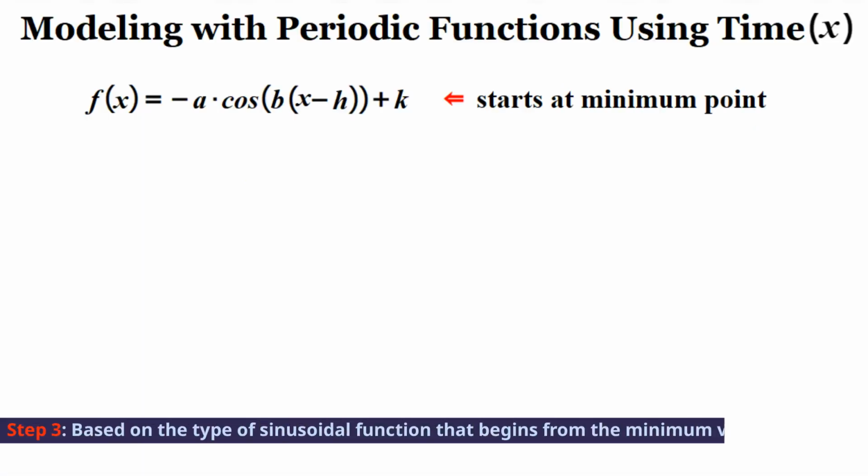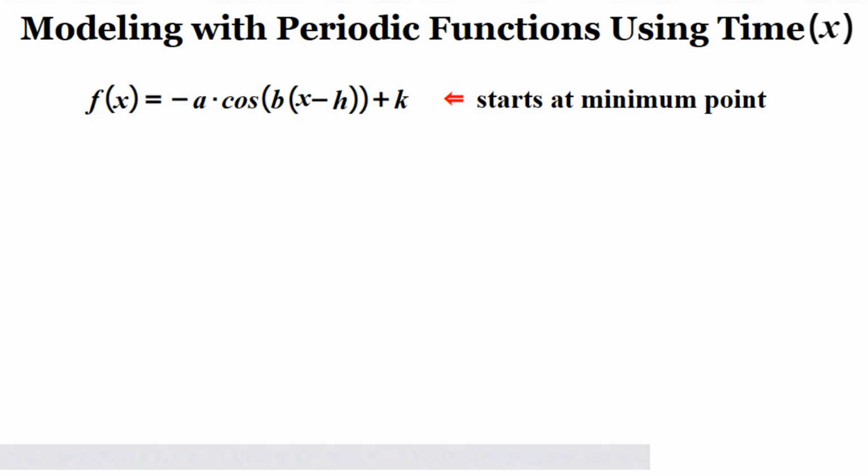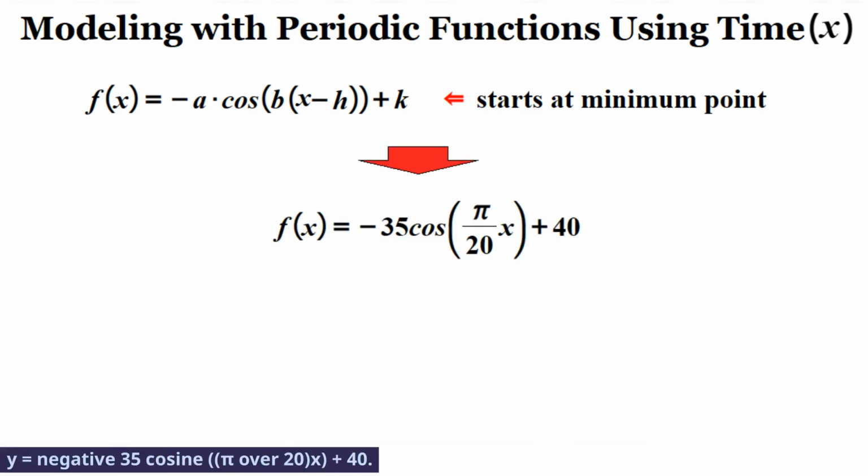Step 3. Based on the type of sinusoidal function that begins from the minimum value, which is y equals negative a times cosine of b times (x minus h), plus k, substituting the values: y equals negative 35 cosine of (pi over 20) x, plus 40.